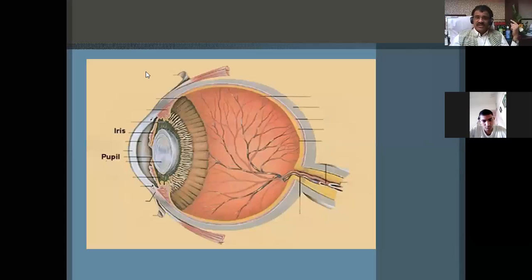Now here you can see the iris, and this opening is called a pupil.